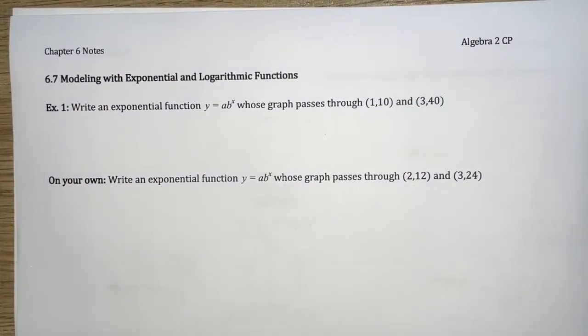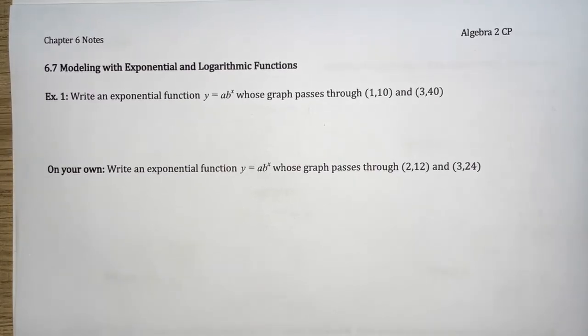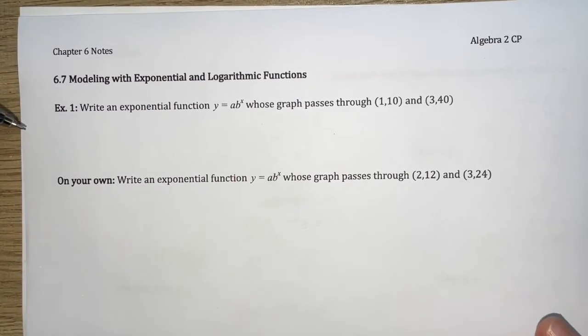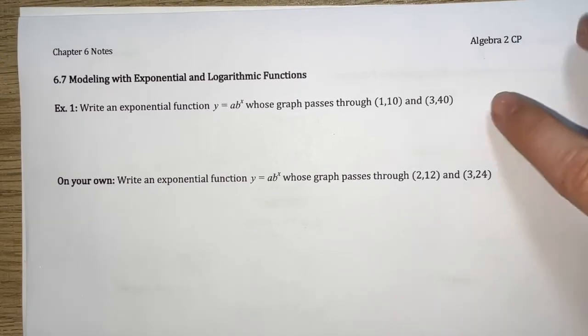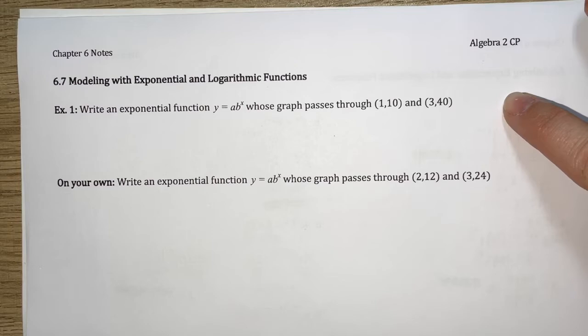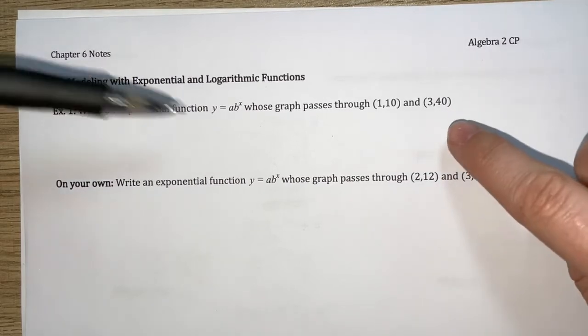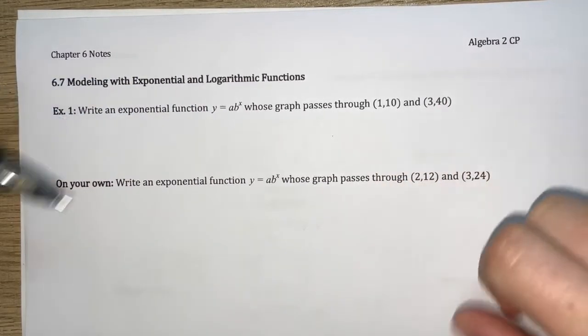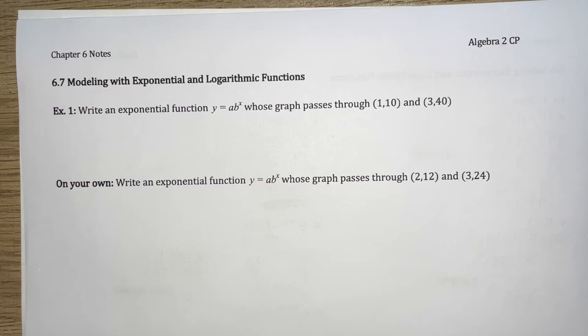For section 6.7, it's modeling with exponential and logarithmic functions. So for this section, we're just going to go over one type of problem. There's just two examples from that one type of problem. So example 1, write an exponential function y equals ab raised to the x power whose graph passes through (1, 10) and (3, 40). So we're going to create an exponential equation based on both points, and it pretty much creates a system. So we'll be able to solve for a and b.